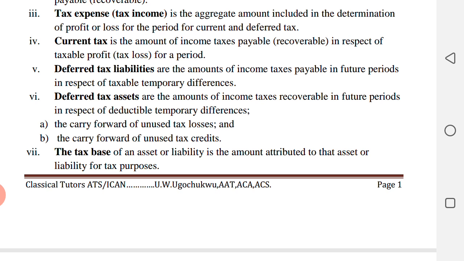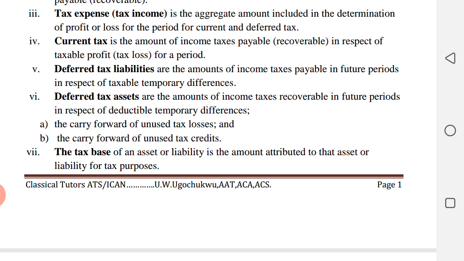Deferred tax liability. What is deferred tax liability? It is the amount of income tax payable in the future period in respect of taxable temporary difference. Now you must understand the meaning of temporary difference. When there is a temporary difference, the tax that you will pay in future in respect of any profit, or any asset, or any expenses, is your deferred tax liability.